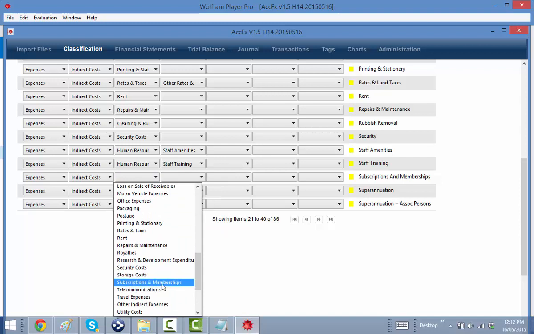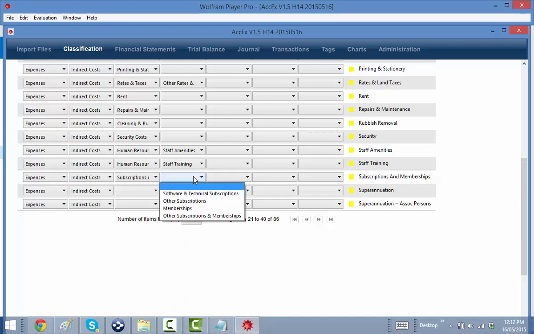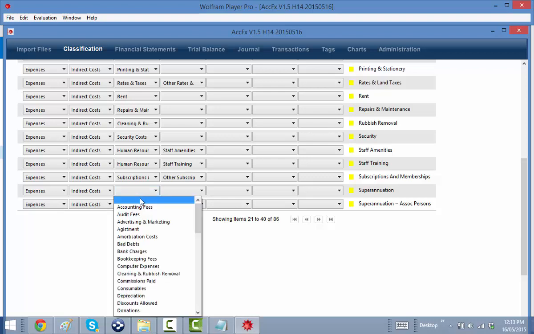Subscriptions, and it's other, because it's not a technical subscription. If you've got technical subscription to some sort of hosting service or some sort of software service, those are subscriptions like a QuickBooks subscription.